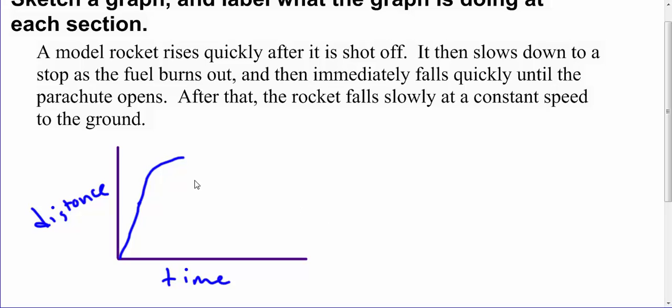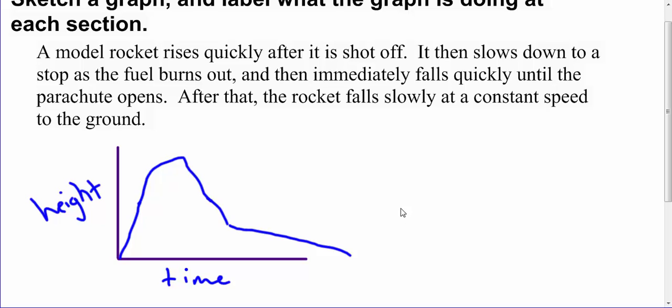And it immediately falls quickly until the parachute opens. So we're falling quickly, but then the parachute opens, and so it's still going to fall, but at a much slower rate. The parachute hopefully will slow the fall down so we don't break our model rocket. Okay, and actually I wrote distance here. As I think about this more, the better term to use would be height. It is a distance, but let's use height. Why not? All right, so the pathway should look something like that.